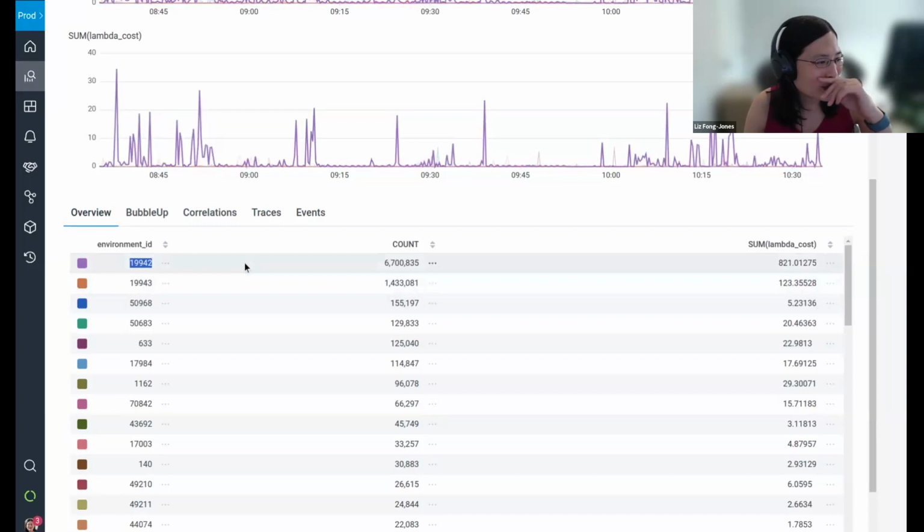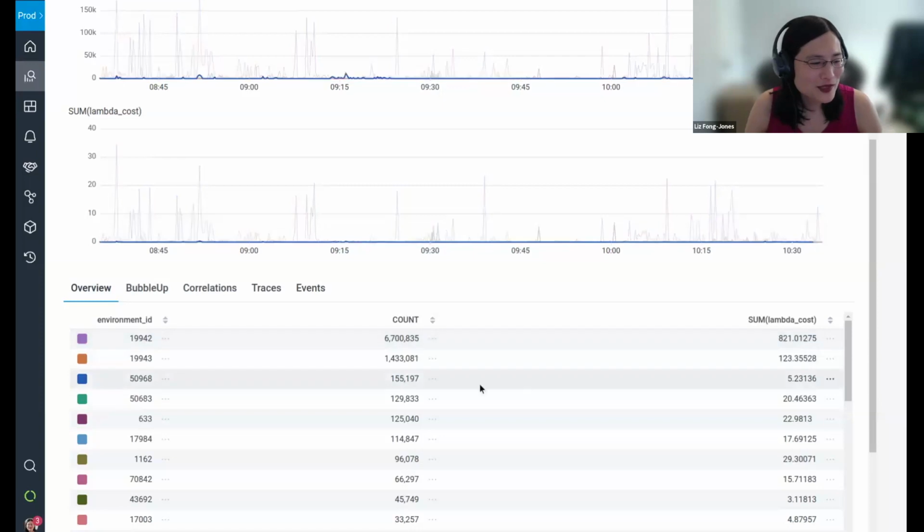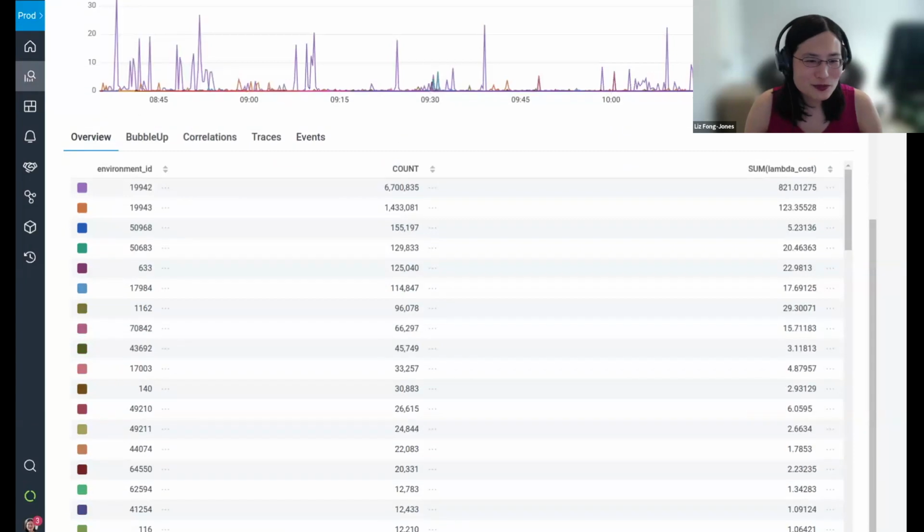So environment ID 19942 consumed $821 of Lambda over the past 2 hours, and this is something we believe is worthwhile to afford that customer a good experience, because if we slowed down performance for their engineers, they have thousands of engineers who use Honeycomb on a monthly basis. If those thousands of engineers are waiting 30 seconds, a minute, 2 minutes, 5 minutes for their results, they're not able to debug things as quickly, right? So we view it as very much worthwhile to do.